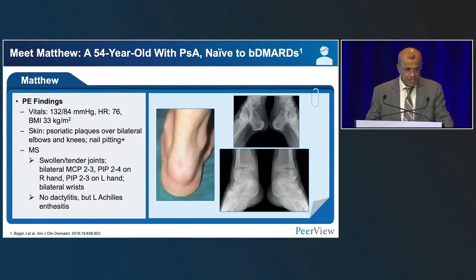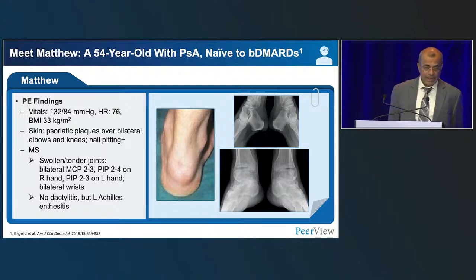On examination, his blood pressure is normal, heart rate is normal, his BMI is 33. He does have psoriatic plaques over bilateral elbows and knees. He has nail pitting. And he does have swollen joints: MCP joints second and third, PIP joints 2 and 4 on the right hand, and PIP in the second and third of the left hand, plus wrists. So that makes it 1, 2, 3, 4, 5, 6, 7, 8 joints. No dactylitis, but he has left Achilles enthesitis.